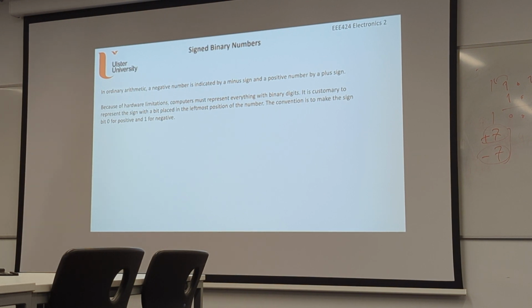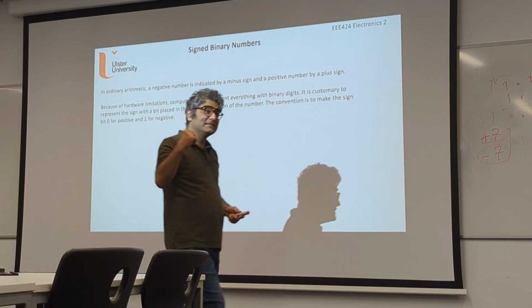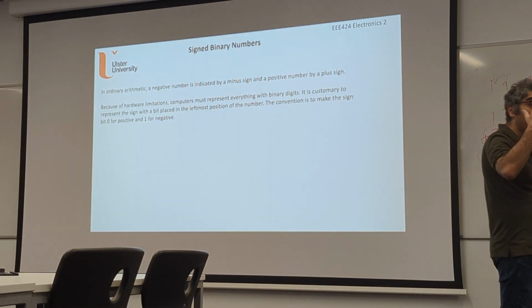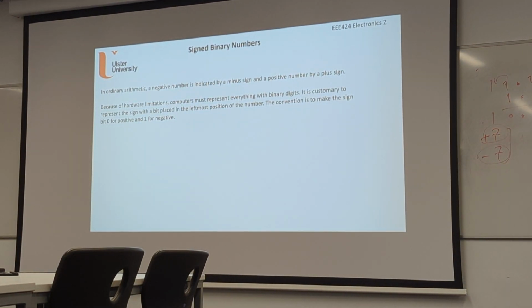It's customary to represent the sign with a bit placed in the leftmost position of the number, as I told you. Then we define the leftmost position of the number as a digit, 0 or 1. 0 would be positive, for example, 1 would be negative. We can assign that as well. So we should know this a priori. It's important. The convention is to make the sign bit 0 for positive and 1 for negative. In this case, we are talking about signed numbers.